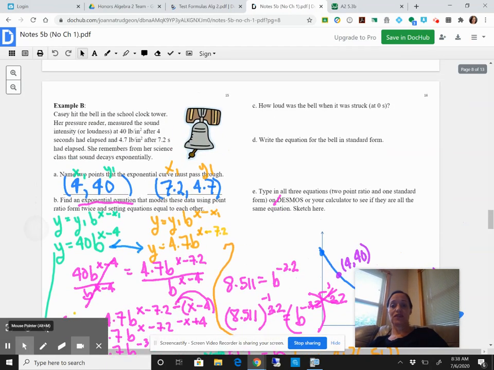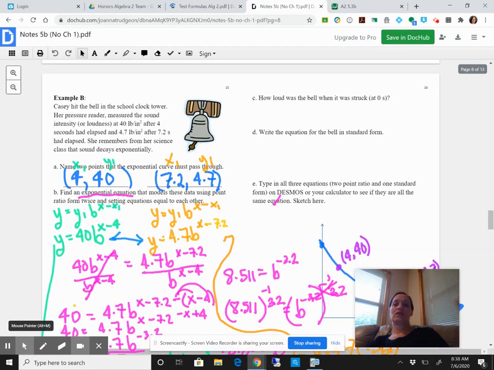So now I have an equation, and I could ask you, what was the sound intensity at 2 seconds? What was the sound intensity at 10 seconds? And you'll be able to plug in numbers and calculate that. What this problem says is, what is the sound intensity at 0 seconds? How loud was it at 0 seconds?